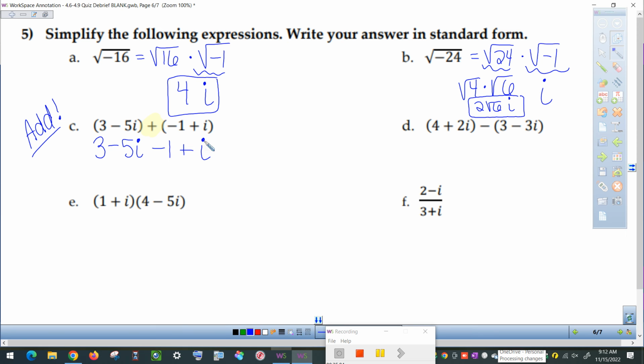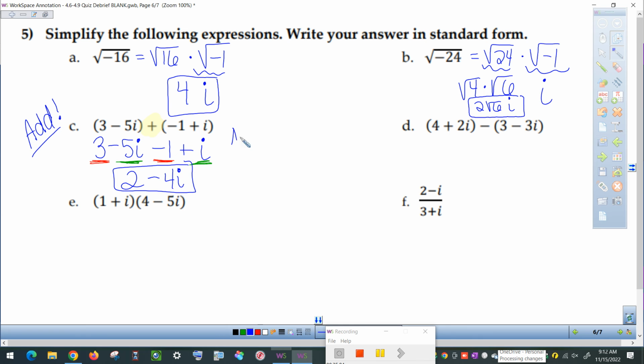And then we're just combining like terms. So the real part of the number goes together. 3 minus 1 is 2. And then the imaginary part goes together. So negative 5i plus 1i is negative 4i. And that's our final answer.